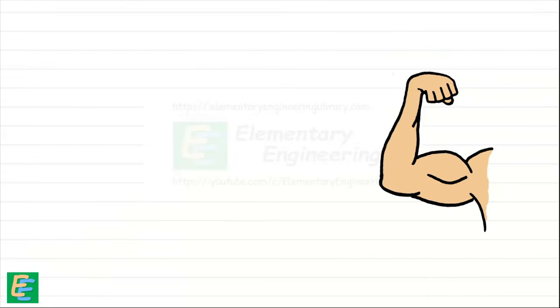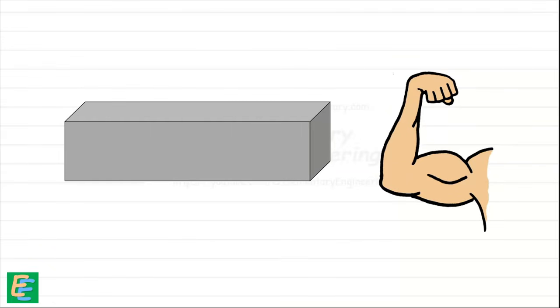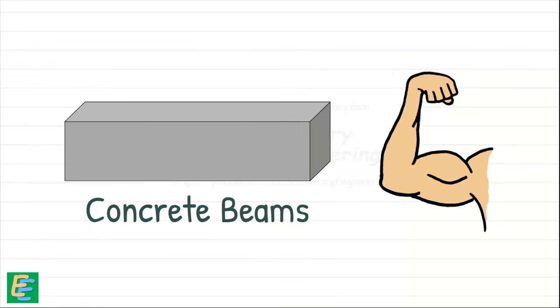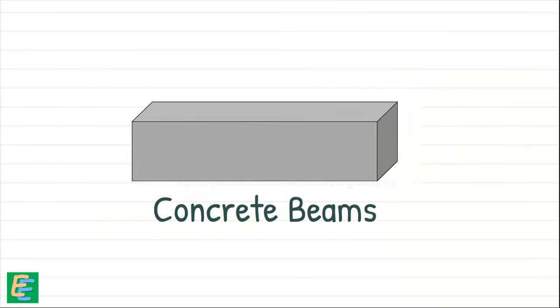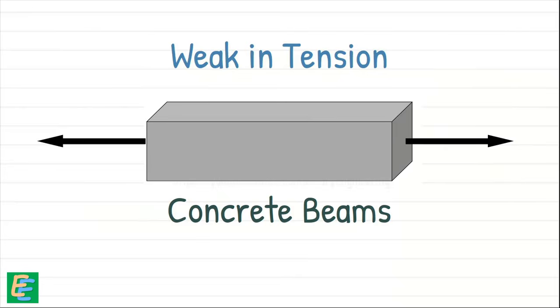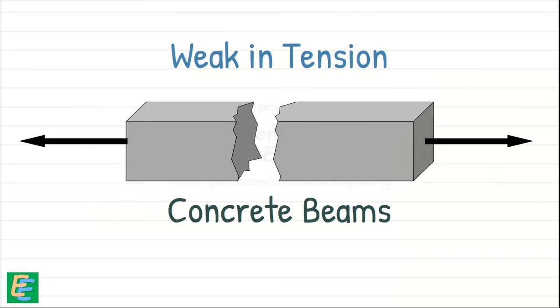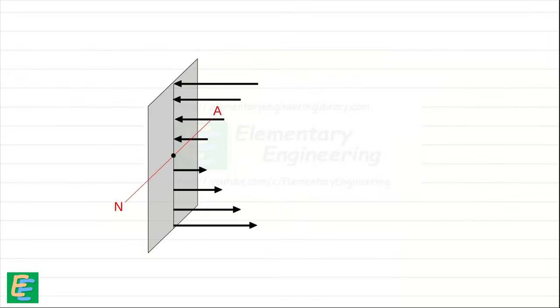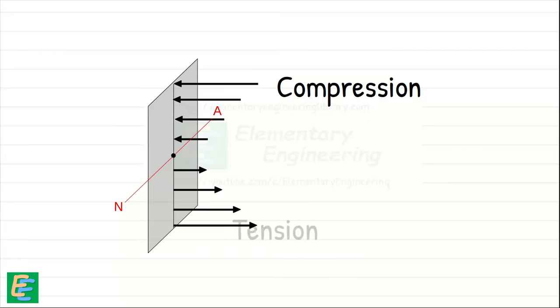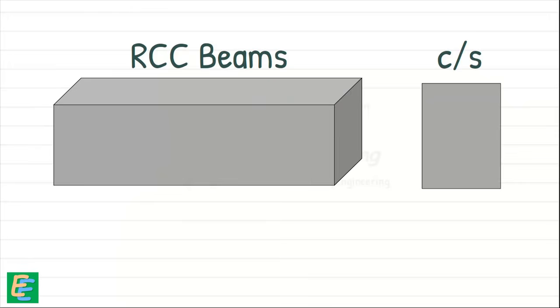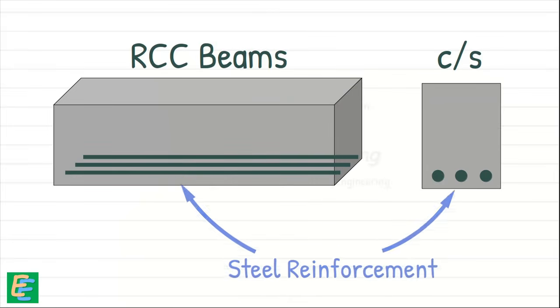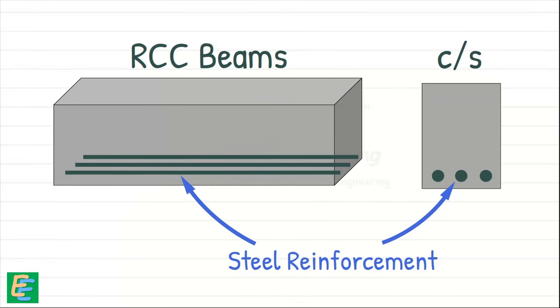There is another powerful technique we use to strengthen the beam, especially concrete beams. Concrete is strong in compression, but weak in tension. And from our bending stress distribution, we already know that the top fibers are in compression and the bottom fibers are in tension in a sagging beam. So in RCC beams, steel reinforcement is placed near the bottom, exactly where the tensile stress is maximum.